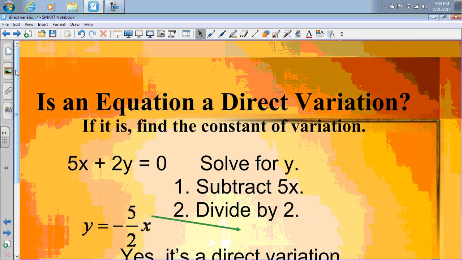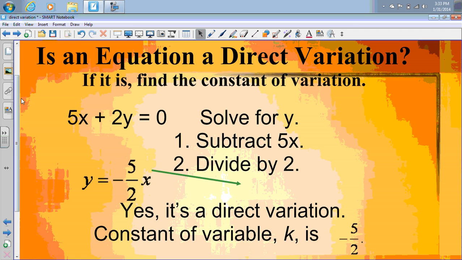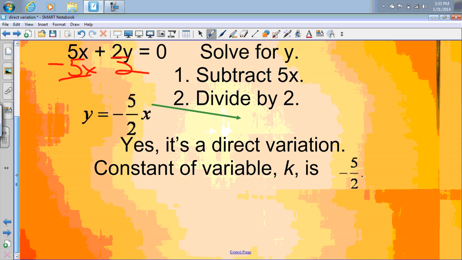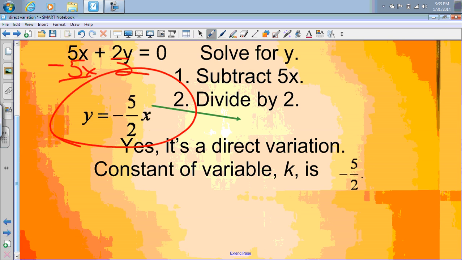All right, so is an equation a direct variation? Take the equation and solve for y. So we subtract 5x, okay? And then you divide by 2, and you get y equals negative 5 halves x. Is it in the form y equals kx? We have a y, we have an x, and we have a number in front, k.